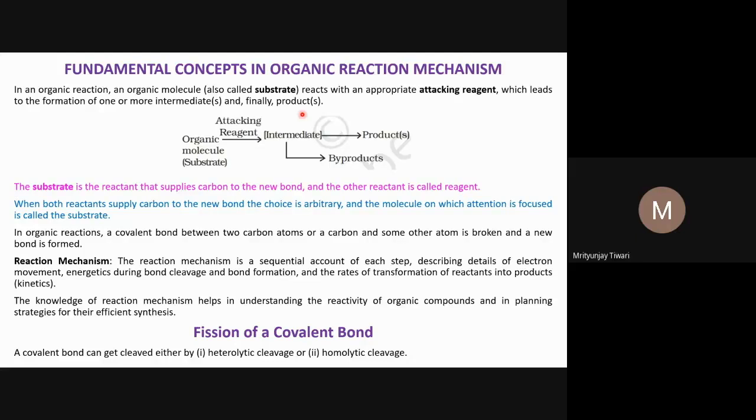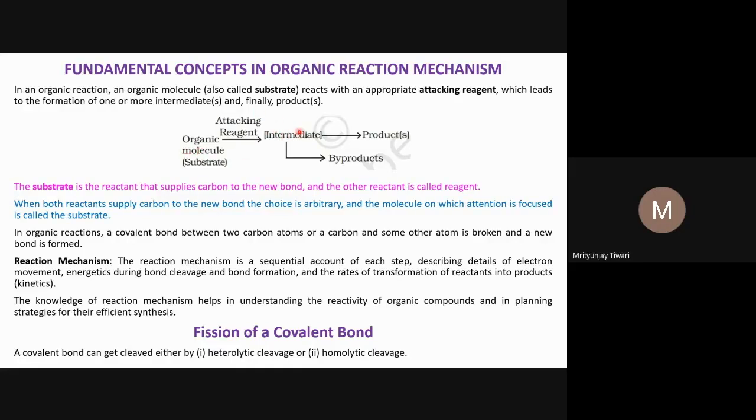So what do we see in organic reactions? We see a carbon atom forms a bond with another carbon atom or maybe some other heteroatom. This is how organic reactions are performed. There is an organic molecule, which we also call the substrate, and then there is an attacking reagent which attacks this organic molecule, and a new bond is formed. In some cases we also see some old bonds are broken, and a new bond is formed.